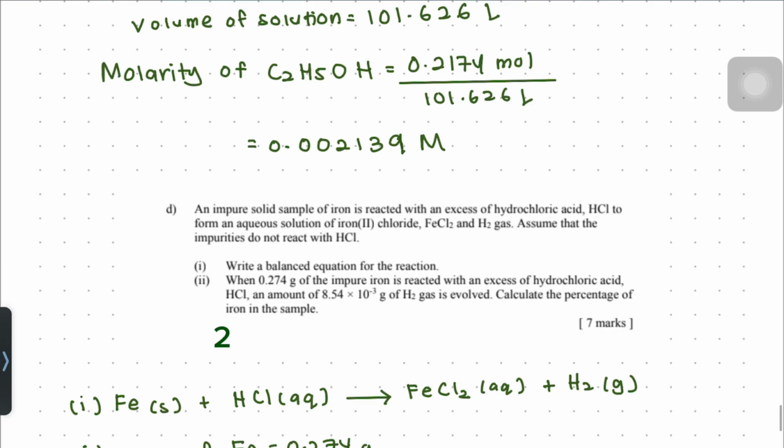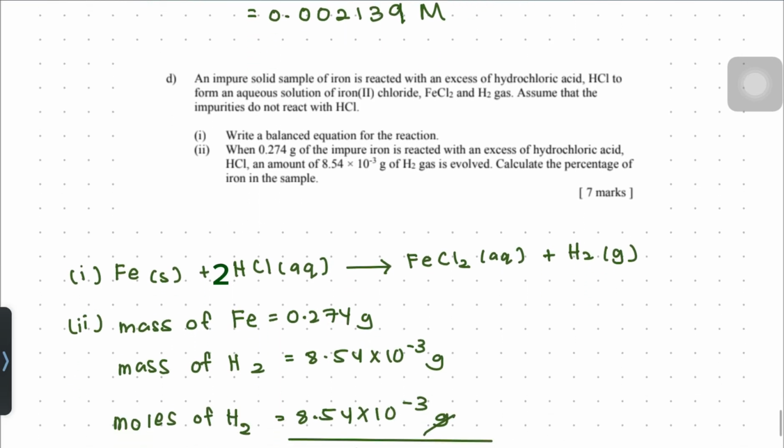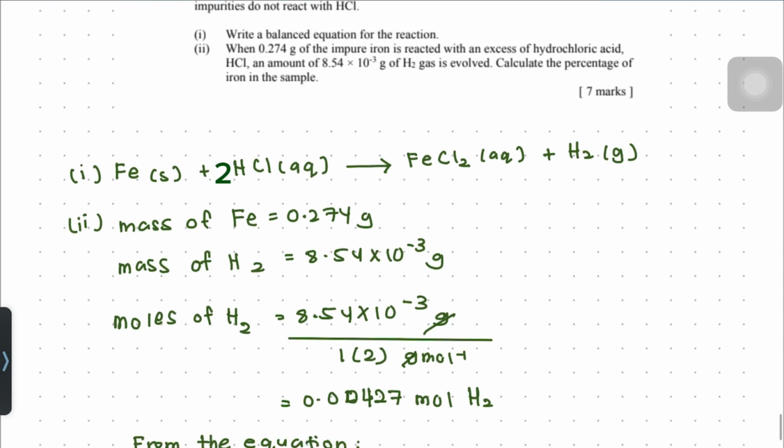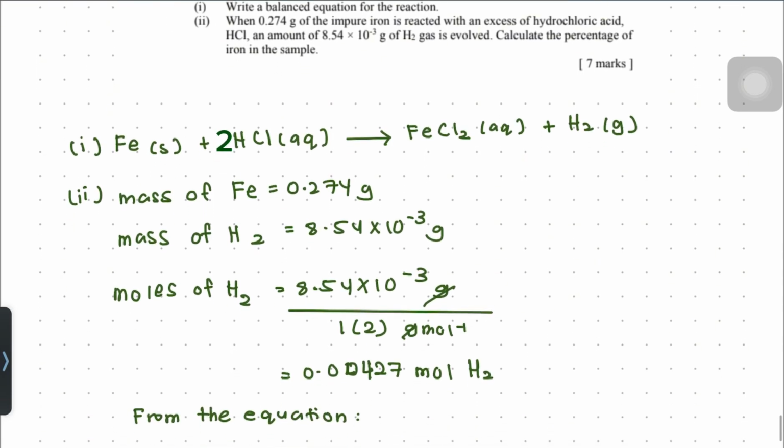Next, the last question. An impure solid sample of iron is reacted with an excess of hydrochloric acid, HCl, to form an aqueous solution of iron chloride, FeCl2, and H2 gas. Assume that the impurities do not react with HCl. So first, write a balanced equation for the reaction. The balanced equation is Fe (solid) plus 2HCl (aqueous) will produce FeCl2 (aqueous) plus H2 gas. Next, 0.274 gram of the impure iron is reacted with an excess of hydrochloric acid, and an amount of 8.54 times 10 to the power of -3 gram of H2 gas is evolved. Calculate the percentage of iron in the sample.